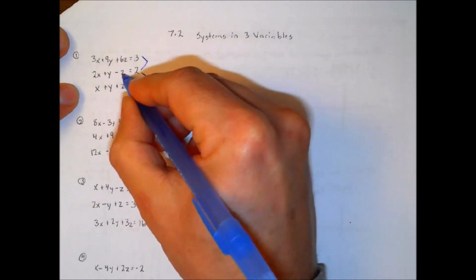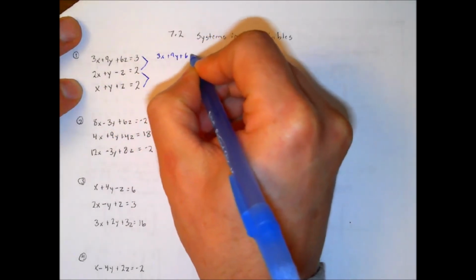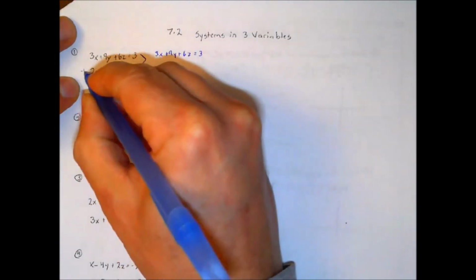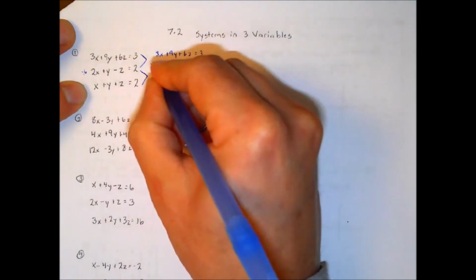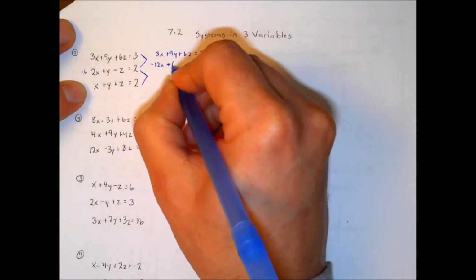Multiply here by negative 6. Gives me negative 12x minus 6y plus 6. Whoops, that's already a negative. I want to multiply by 6, not negative 6. So those z's eliminate.